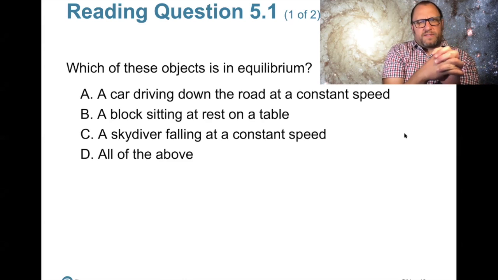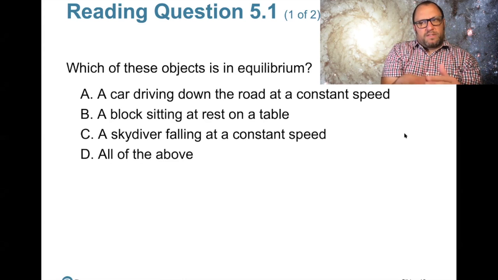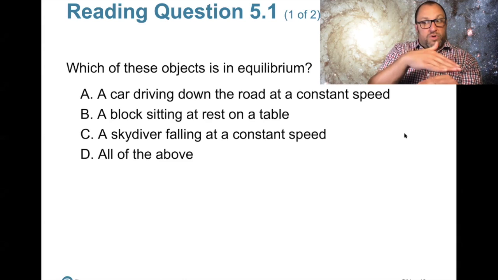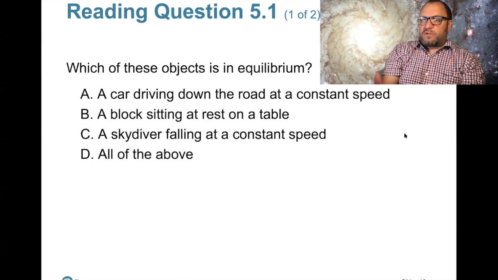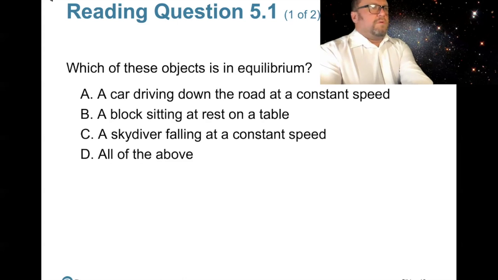So, which of these objects is in equilibrium? A car driving down the road at a constant speed. It's not accelerating. It's not slowing down or speeding up. It's not floating off of the Earth. So no anti-gravity device. Dr. Neutron, how's that anti-gravity device coming along?